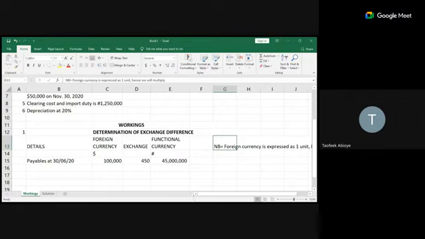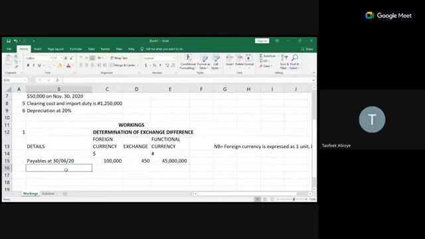So now let's move on. On the date of delivery, which is 30 June 2020, what do we do? We debit our PP, we credit our payables, and we have converted it to functional currency.